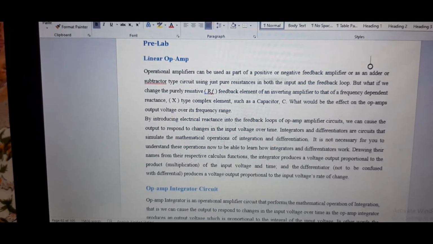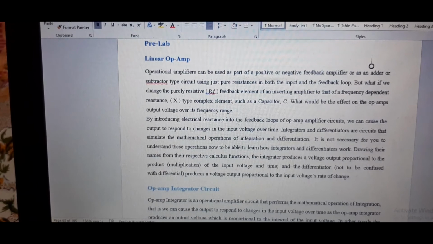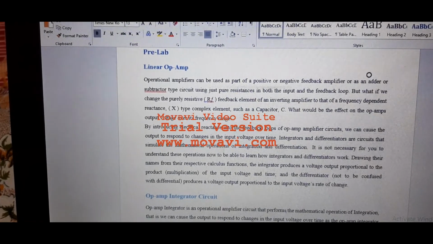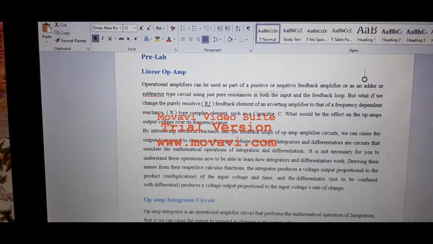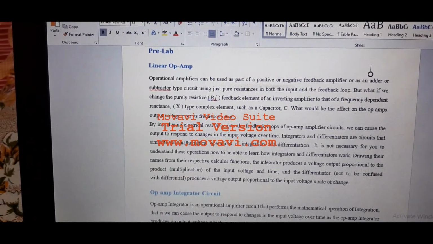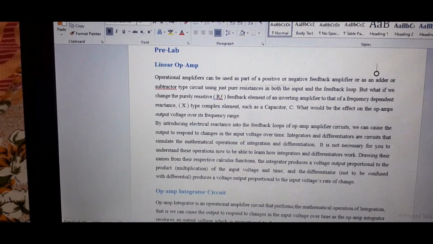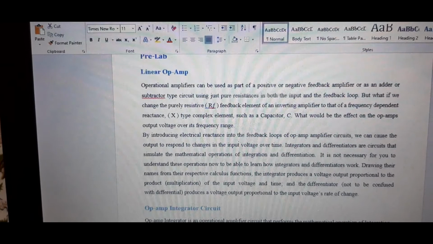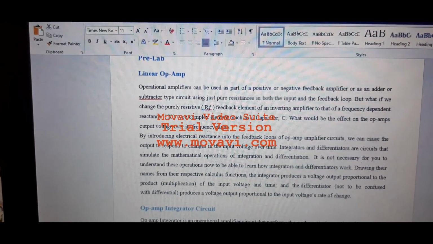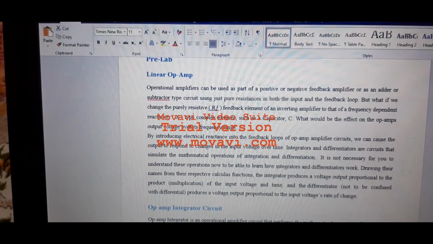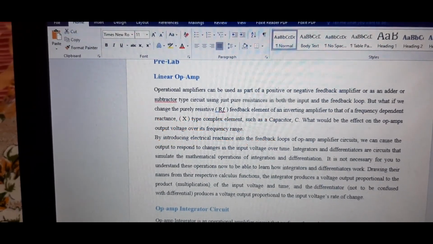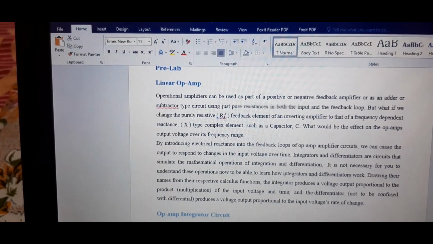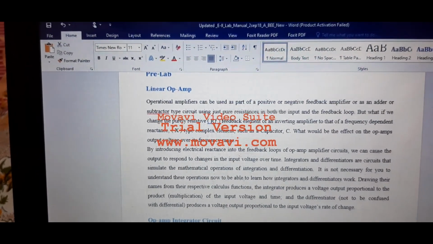But if we change the resistive element in the feedback to a capacitive or inductive element, then what will happen? These two components are frequency dependent, and by changing the frequency, their reactance will change. So what is the effect on the op-amp output over frequency if we use a capacitor or an inductor in the feedback path? By introducing this electrical reactance into the feedback loop of the op-amp circuit, we can cause the output to respond to change in the input voltage over time, and hence the output will vary gradually with respect to time.